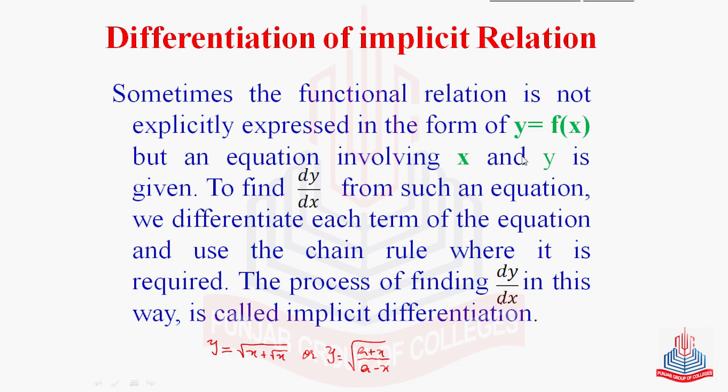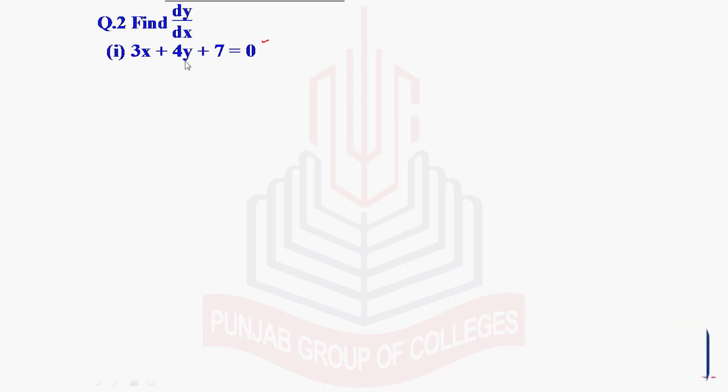So we explain this process of finding dy by dx of such an implicit relation by using some questions of question number 2. So question number 2, find dy by dx. This one is 3x plus 4y plus 7 is equal to 0. We have to find dy by dx. An easy example of implicit differentiation. There is no y in terms of x, or y is not defined explicitly in terms of x. So in some cases we use our chain rule to simply define dy by dx.